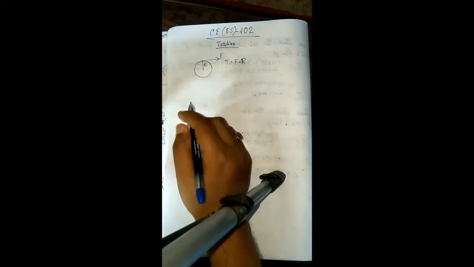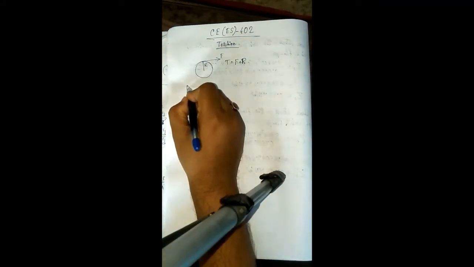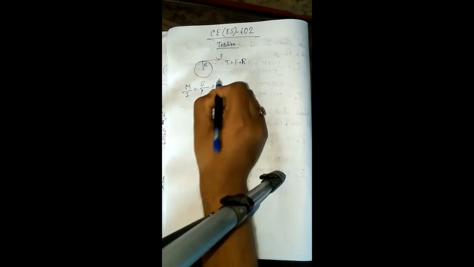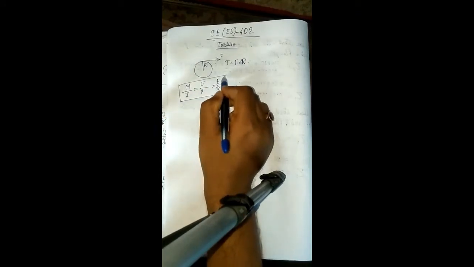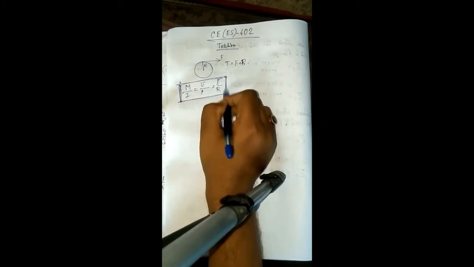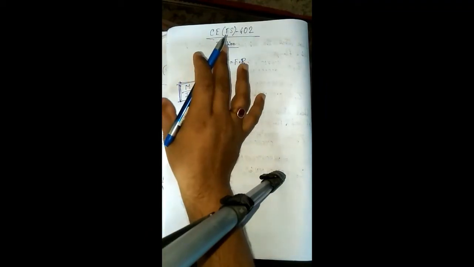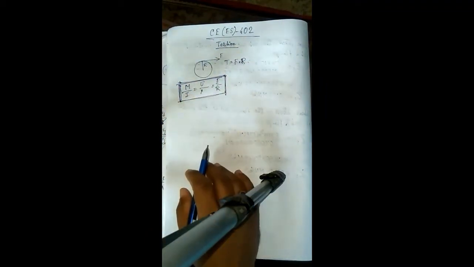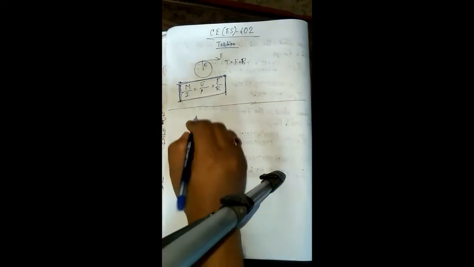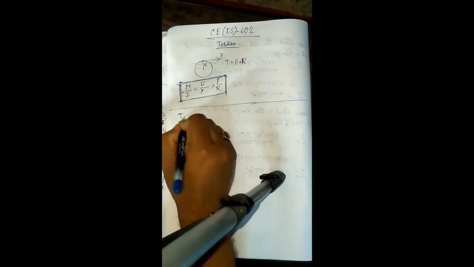We have already learned this equation, that is M by I equals sigma by y equals E by R, in case of bending. In the bending stress chapter we have already proved this equation. So similar to this equation, there is another equation which is related to torsion. Now we are going to prove that equation. The name of the equation is the torsion equation.